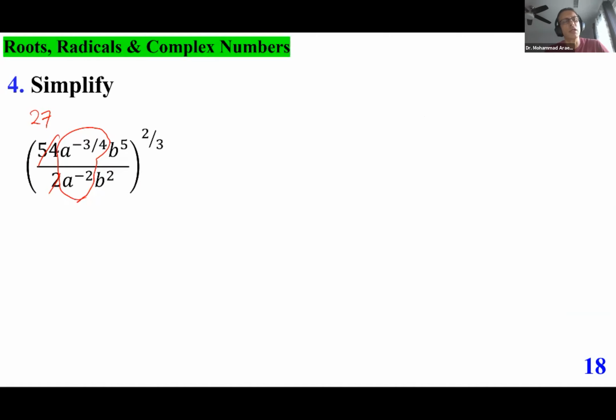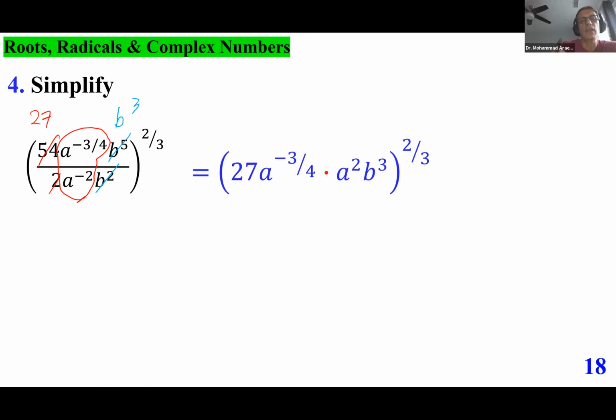You have two choices. You can bring a to the power of negative 2 up, becomes a to the power of positive 2 and deal with it that way. Or you can bring a to the power of negative 2 up and take a to the power of negative 3/4 down. Both of them make it positive. And obviously, the last one gives you b cubed. So one way to do it is this. You can keep this and you can bring this one up and deal with it this way.